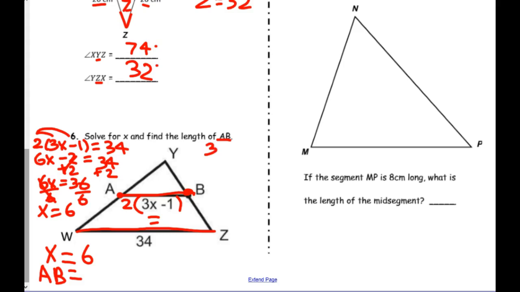So I'm going to take 3x minus 1, and I'm going to replace x with 6. So 3 times 6 minus 1. 18 minus 1 is 17. So AB, this length, half of 34, is 17.